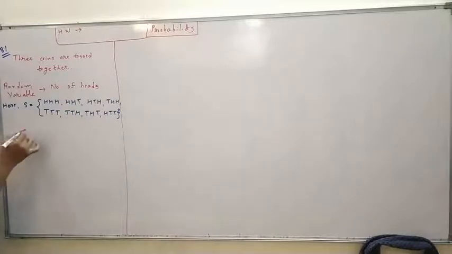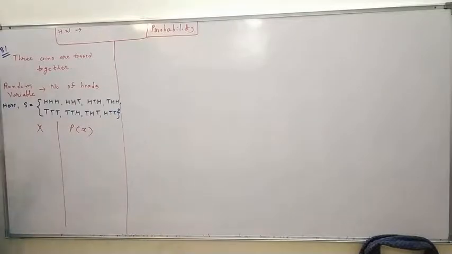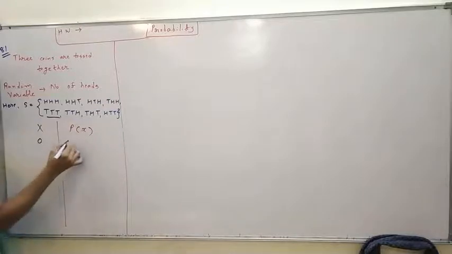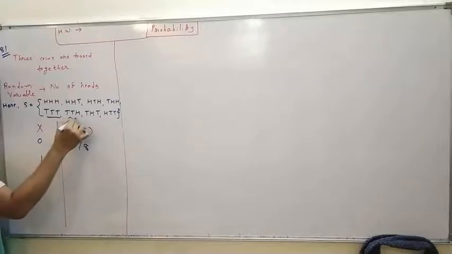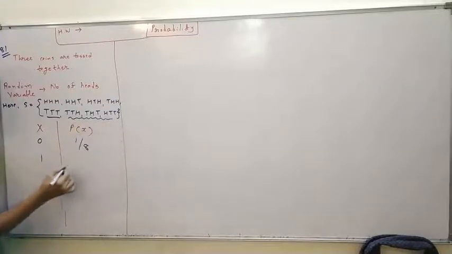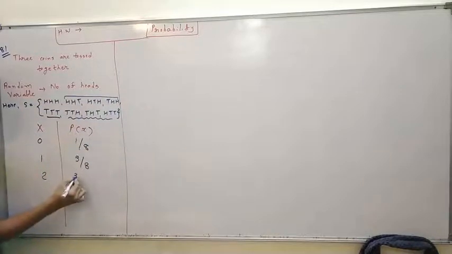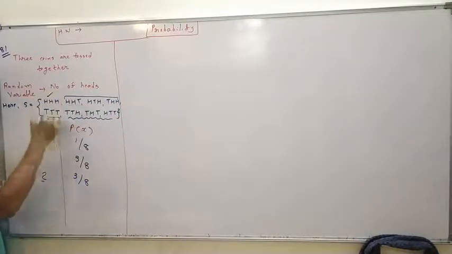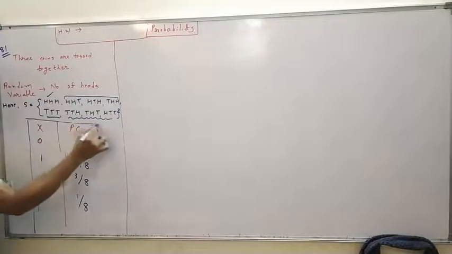When the number of heads is 0, there is only one element, that is TTT, so the probability is 1 by 8. For one head, there are three elements, TTH, THT, and HTT, so the probability is 3 by 8. Two heads, again three elements, HHT, HTH, and THH, so again 3 by 8. Three heads, so the probability is 1 by 8.